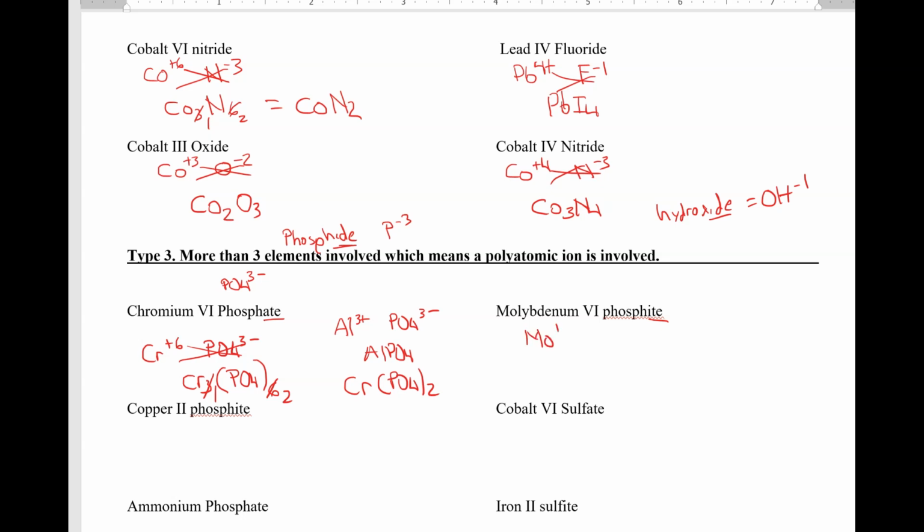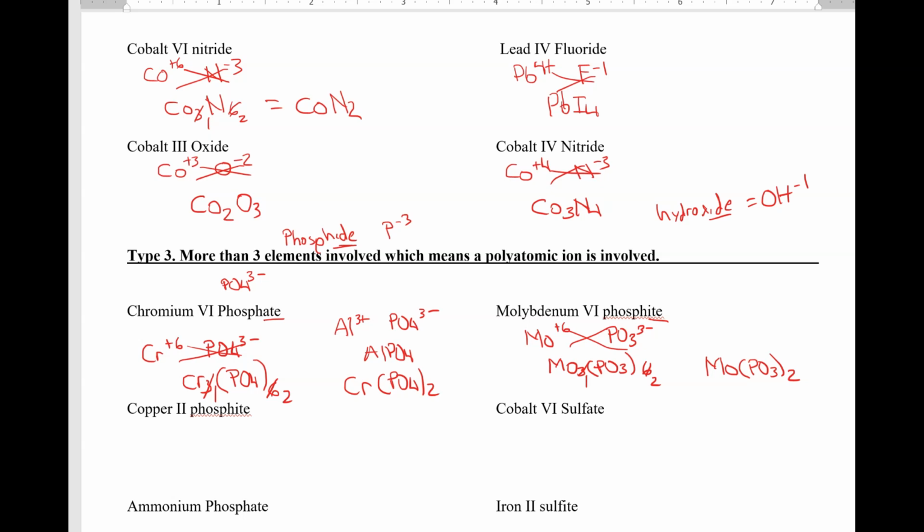All right, molybdenum, Mo. This is a positive 6. Phosphite, that's PO3 negative 3. This is why it's important to memorize polyatomic ions, because trying to distinguish between phosphate and phosphite without memorizing is going to be impossible. So same thing, crisscross, Mo3, PO3 in parentheses, right, because we have a number on the outside. Reduce by 2, so we'd end up with Mo, PO3, 2. Pretty hard question.